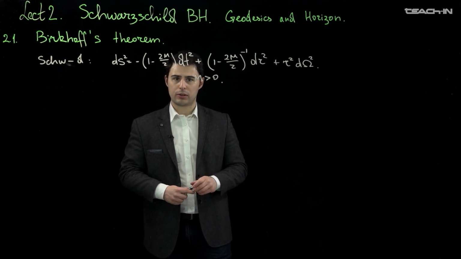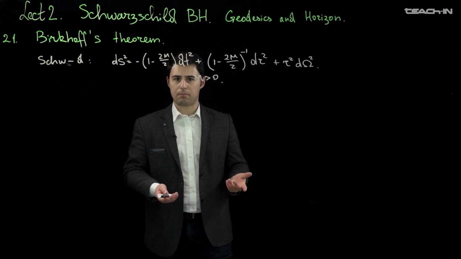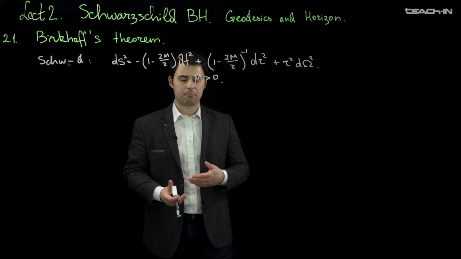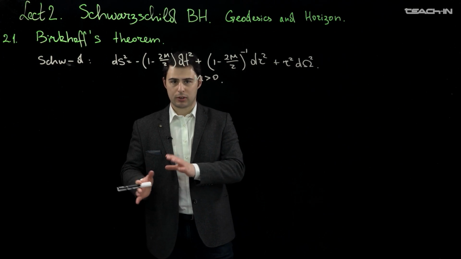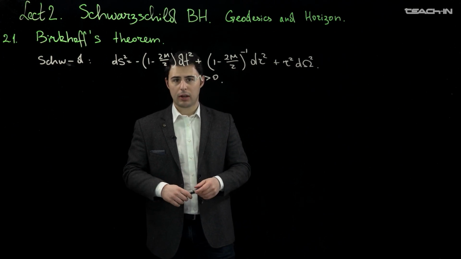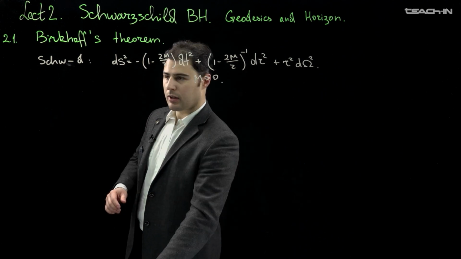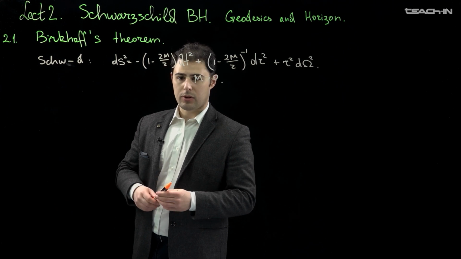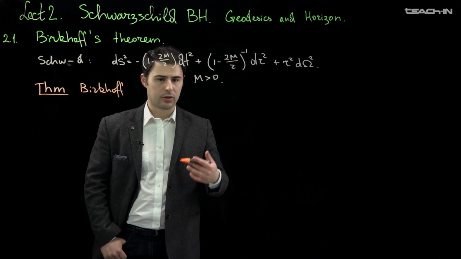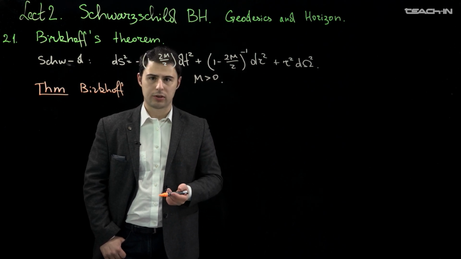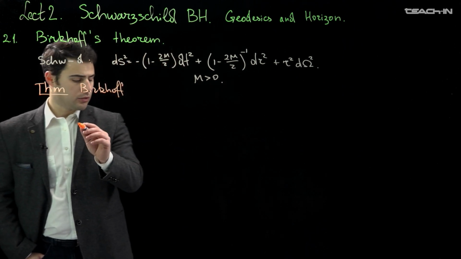Now, the question is, are there other possible outcomes of the spherical collapse? For example, can there be some gravitational radiation together with the compact black hole object? And the answer is actually no. It all comes to Birkhoff's theorem. Birkhoff has shown that the Schwarzschild solution is the unique spherically symmetric solution to the vacuum Einstein equations.